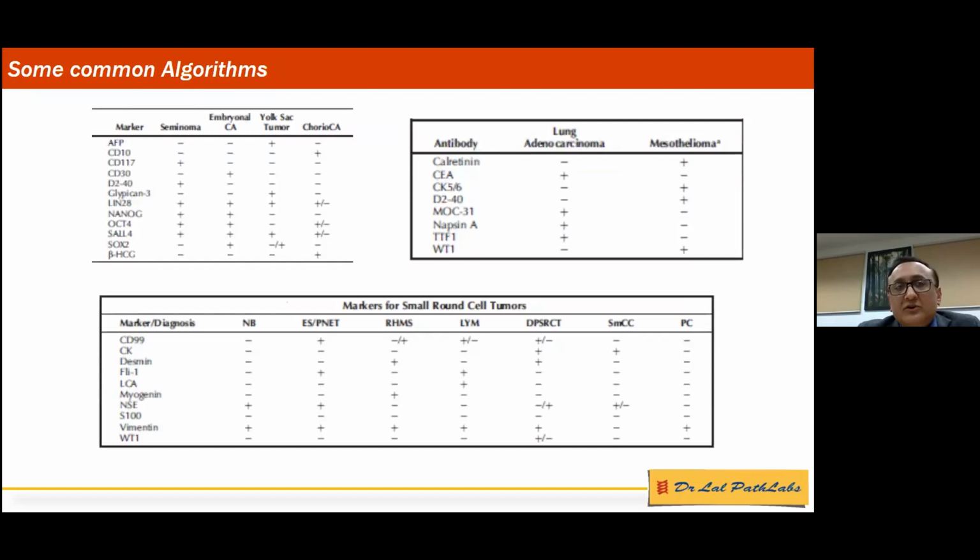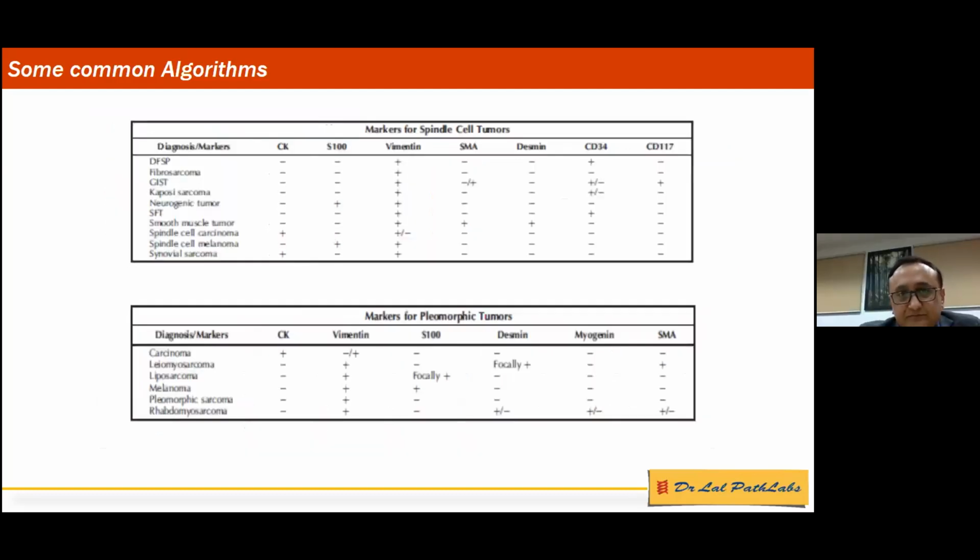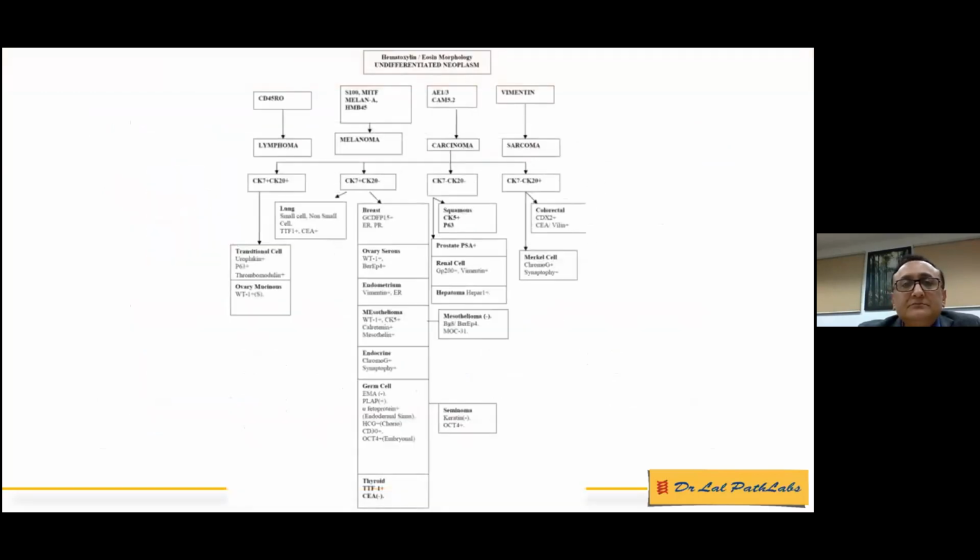These are some more common algorithms which I have taken from some of the textbooks and articles. And as I said earlier, we can tailor these algorithms depending on whatever clinical and radiological information is provided to us, combined with what we see on light microscopy. We feel that the primary site could be suggested based on the light microscopic examination of the tumors. Some more algorithms. Various such algorithms are available.